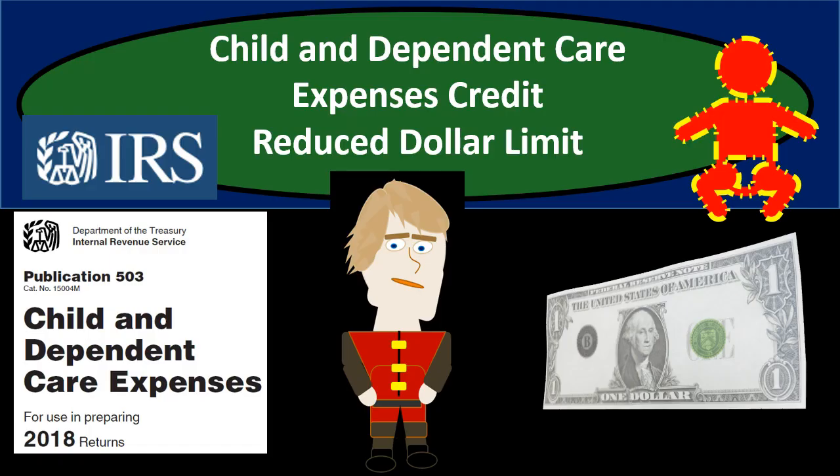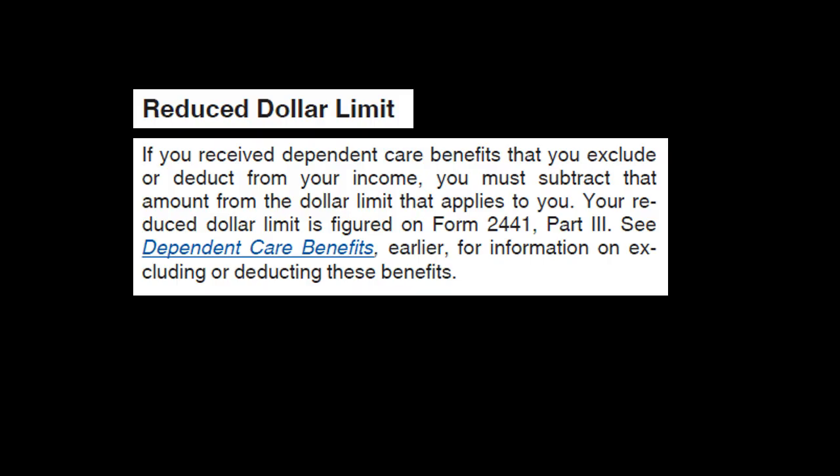In this presentation, we will discuss the reduced dollar limitation related to the child and dependent care expenses credit. This information can be found in Publication 503. Reduced dollar limitation. If you received dependent care benefits that you exclude or deduct from your income, you must subtract that amount from the dollar limitation that applied to you. Your reduced dollar limit is figured on Form 2441, Part 3. See dependent care benefits earlier for information on excluding or deducting these benefits.